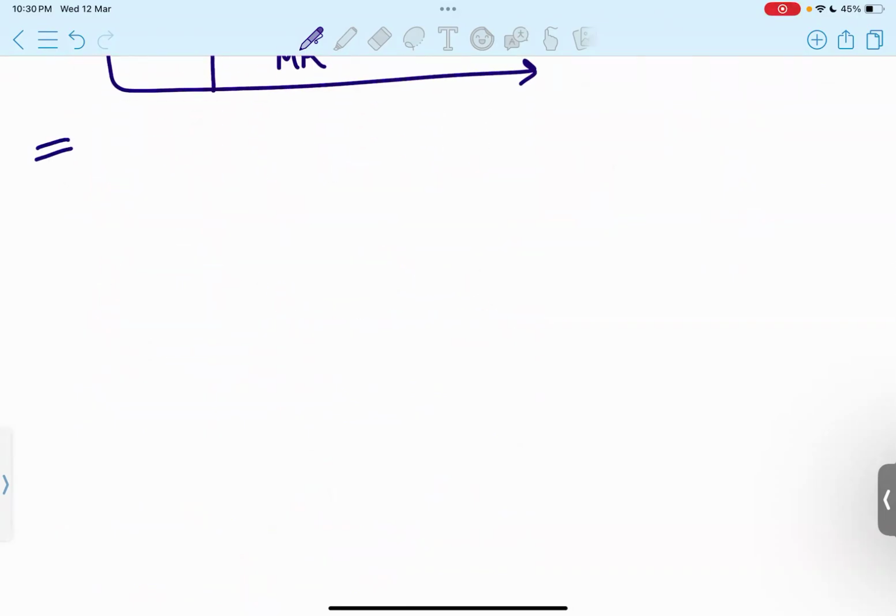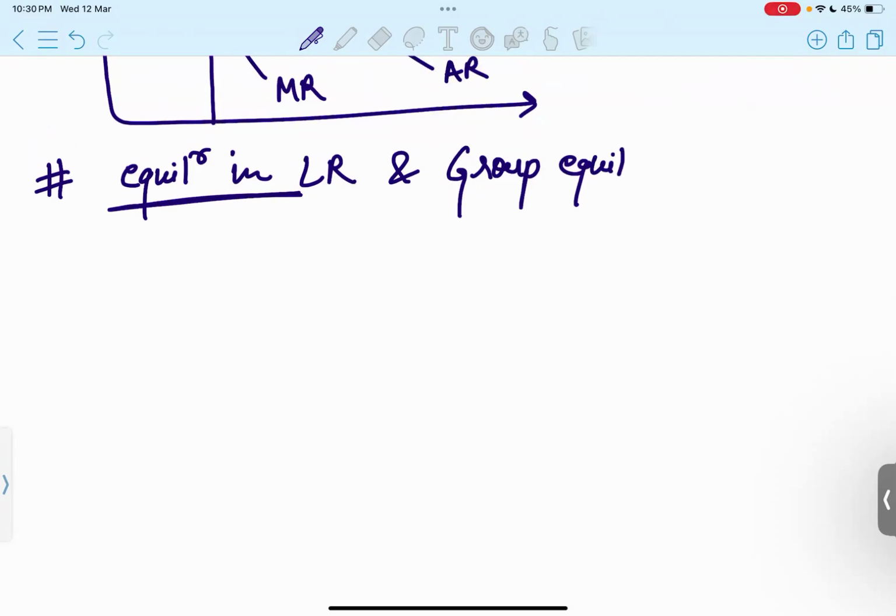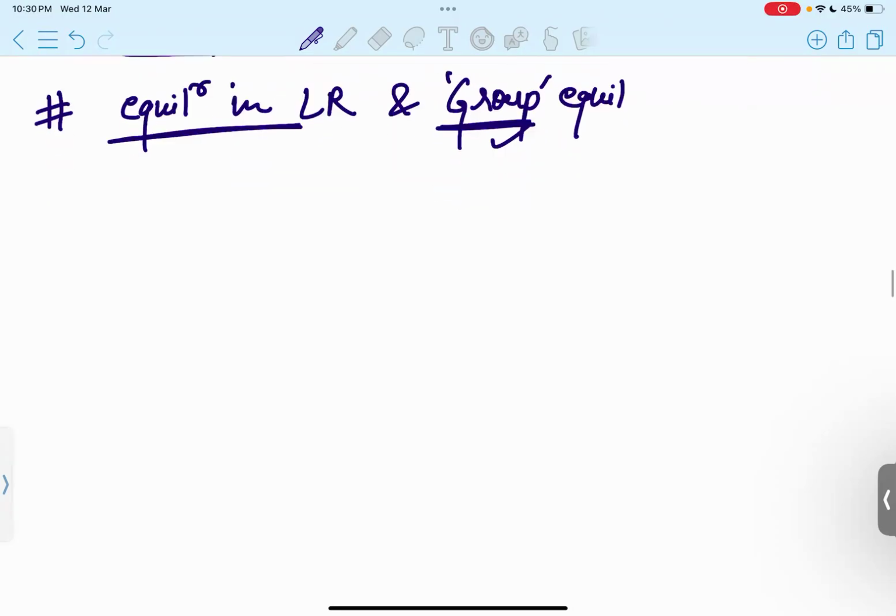Now coming to equilibrium under the long run, which is also called group equilibrium, because under monopolistic competition we prefer not to use the word industry, rather we say group, because again it has a mixed nature, so we can't say that it is a completely pure industry. That is why we use the word group here.